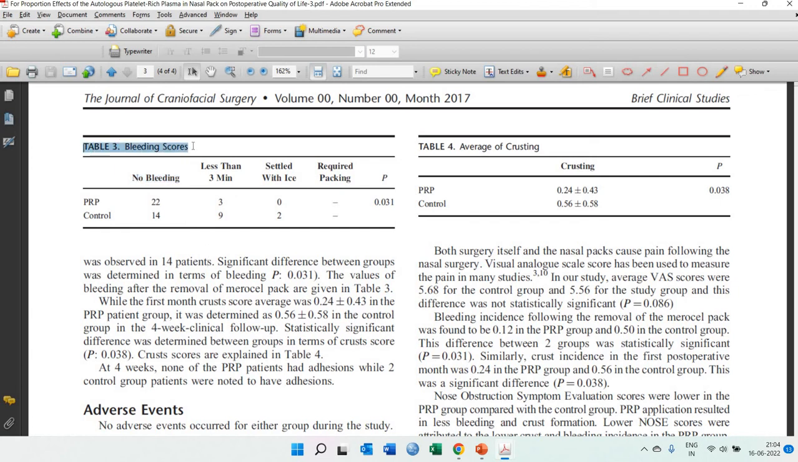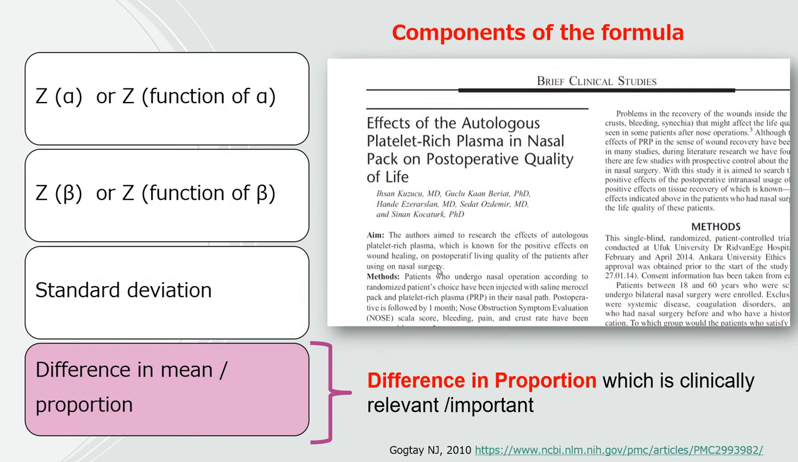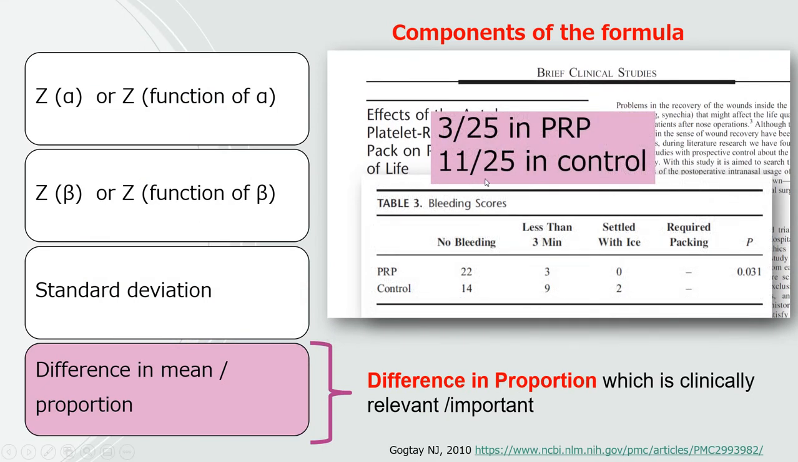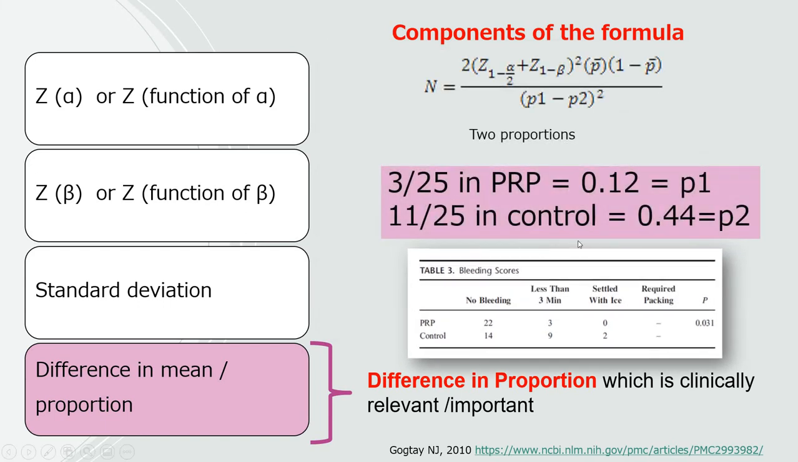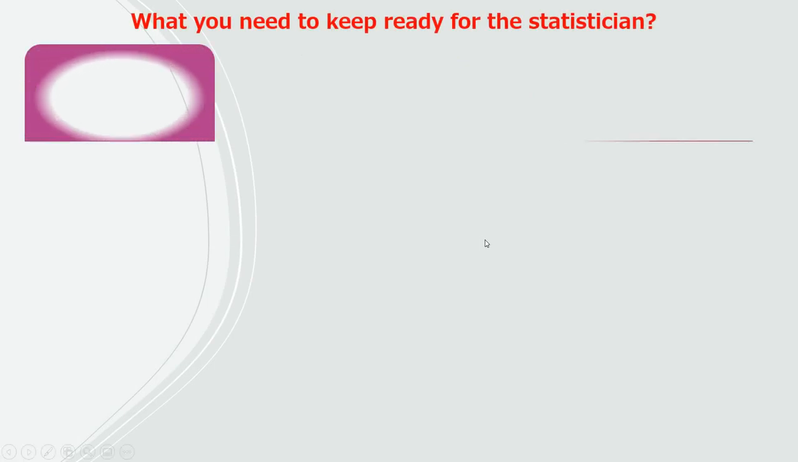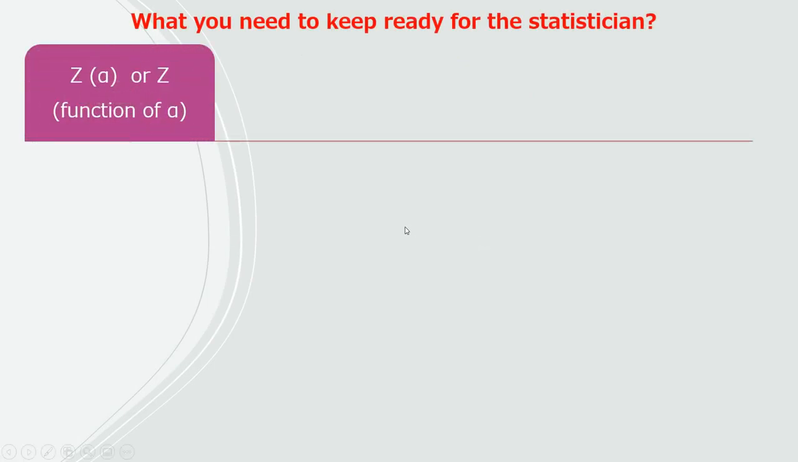We had to search for the article and the relevant table, and then we figured out that out of 25 patients, that is 22 plus 3, 25 patients, 3 had bleeding in the PRP group, whereas the control group had 11 individuals who had bleeding present. So these are the parameters that we will be looking for to calculate the sample size, 3 out of 25 and 11 out of 25, which when calculated as proportions and put into this particular formula, you will realize that 0.12 and 0.44 are the P1 and the P2 values. Hence, you need to be careful what you are giving to the statistician.